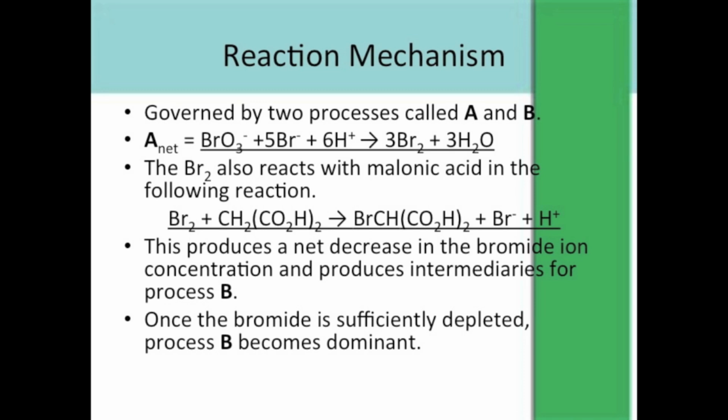The reaction is governed by two main processes, A and B. In A, the first reaction, A net, is what occurs after solutions A and B are mixed. Once the malonic acid is added, the second reaction also occurs, and together they bring down the concentration of bromide ions. In addition, the reaction creates intermediaries for process B, and once a sufficient quantity of bromide is consumed, the rate of reaction A becomes negligible and process B dominates.